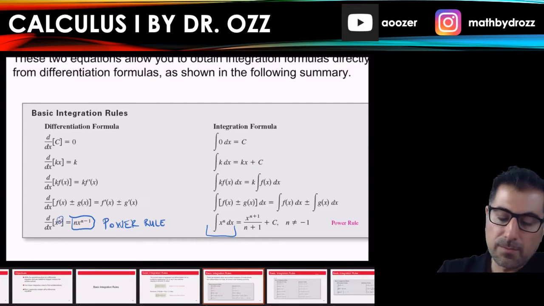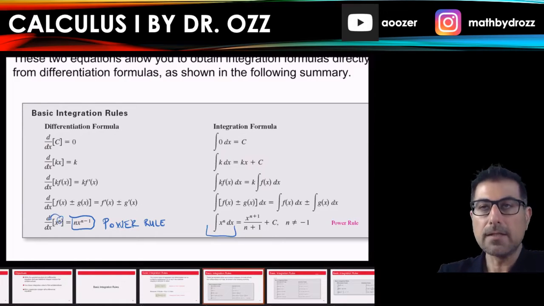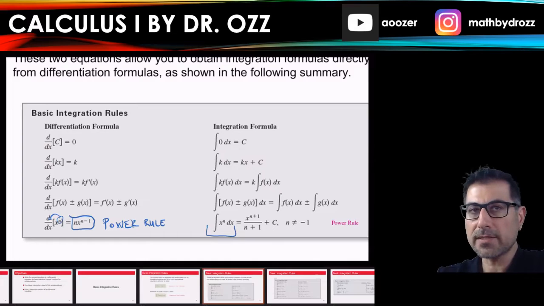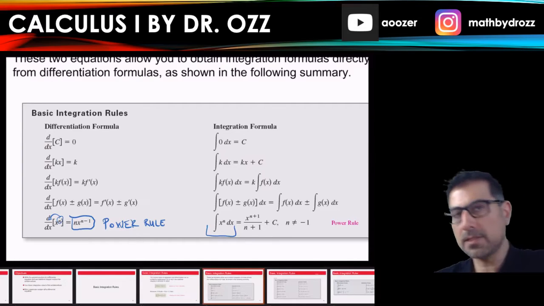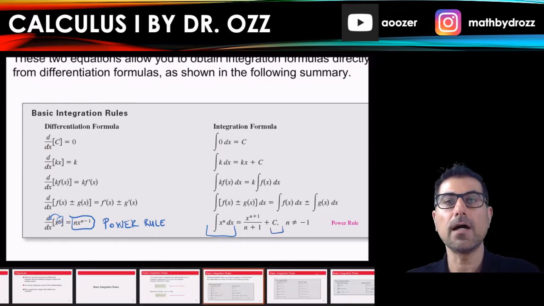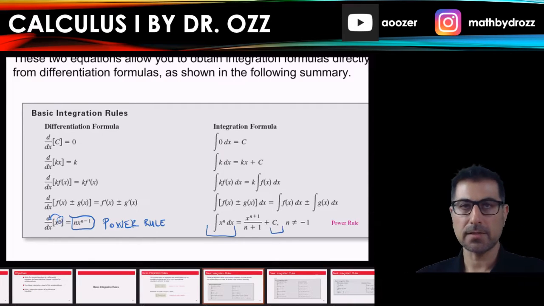Remember, in differentiation we were putting the n down. That means you're multiplying by n and subtracting 1 from the power. So now we're adding first and then dividing. Subtracting becomes adding, multiplying becomes dividing. And we also add an arbitrary constant, or integration constant, at the end.